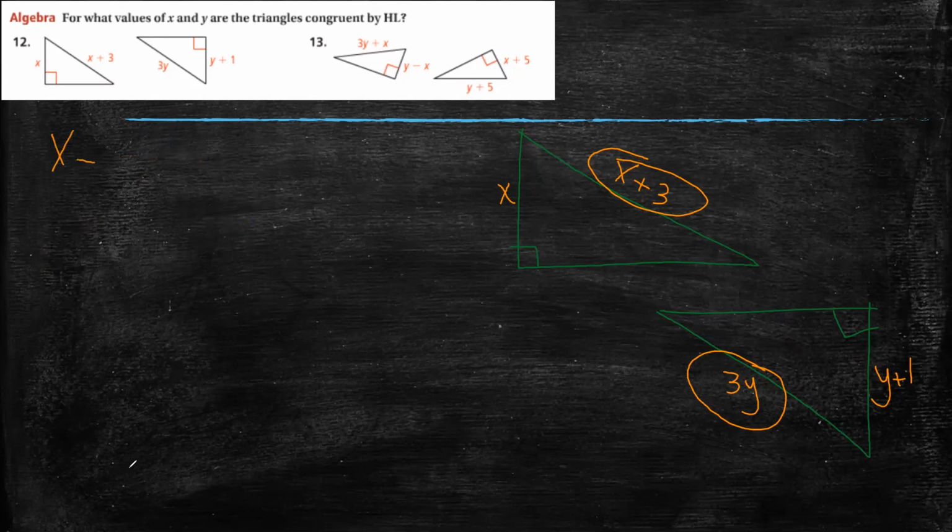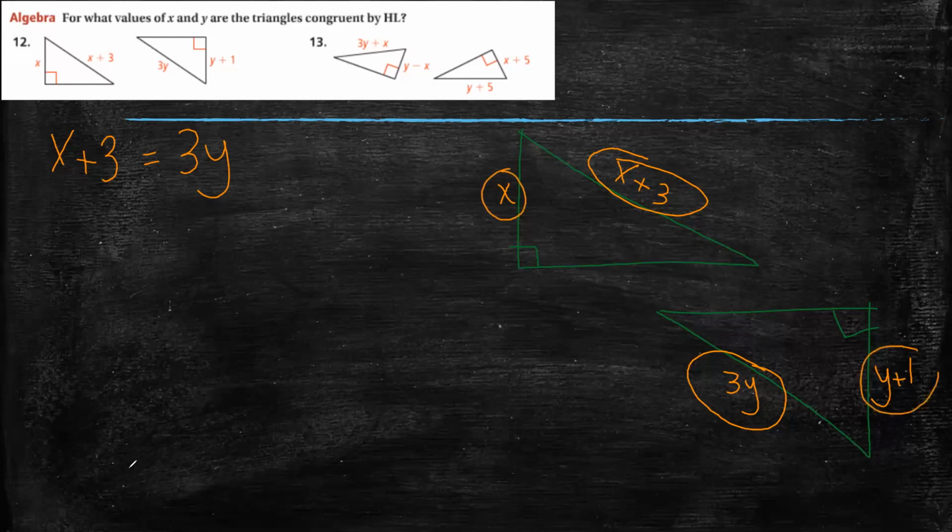So x plus 3 is equal to 3y. The second one now: one pair of legs is congruent with the other one. That also means x is y plus 1. So here now, how many variables do we have? We have two variables, and we have two equations. How can we find the value of x and y?